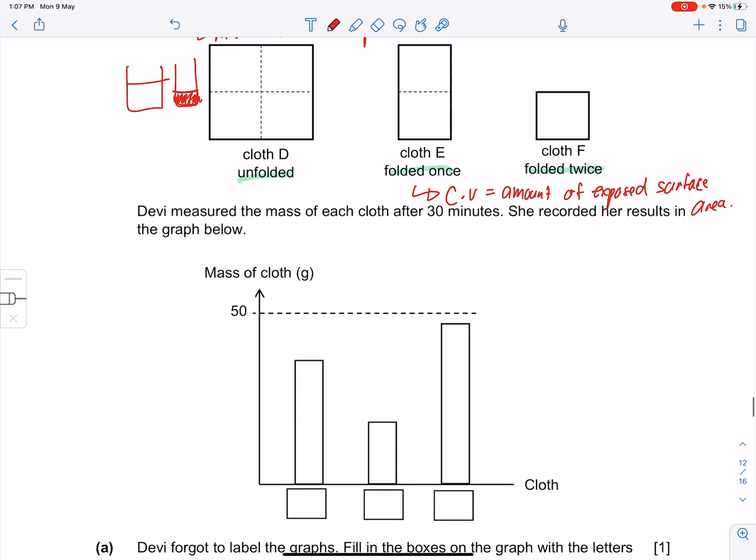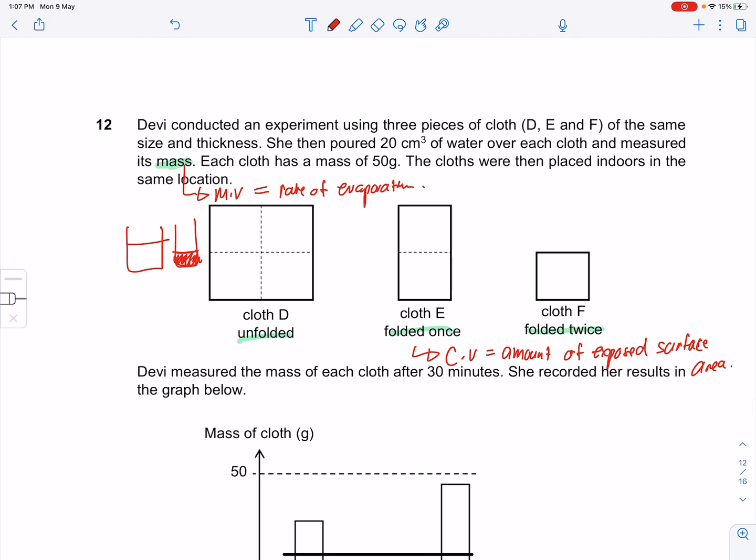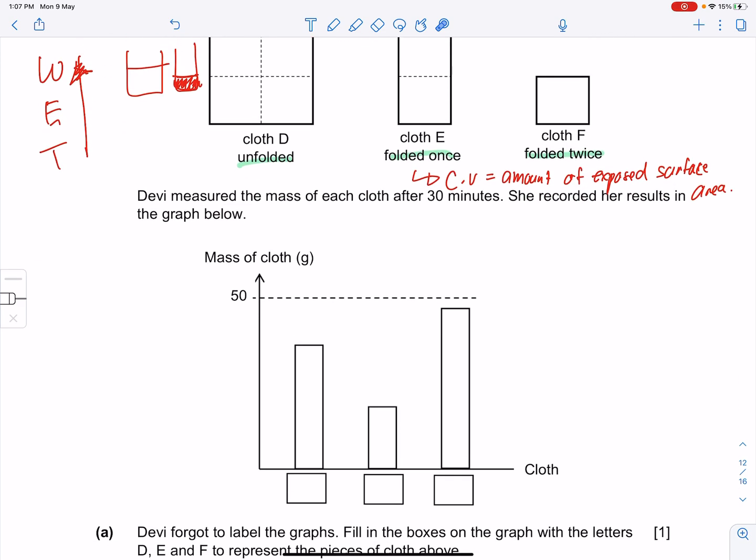Then after that, they ask you to figure out what it could be. So obviously, this should jog your memory on evaporation. W-E-T: W stands for wind speed, E stands for exposed surface area, T stands for temperature. As all these factors increase, the rate of evaporation should increase. So your D has the largest exposed surface area, so it has the highest rate of evaporation. Therefore, the amount of liquid left behind would be the least.